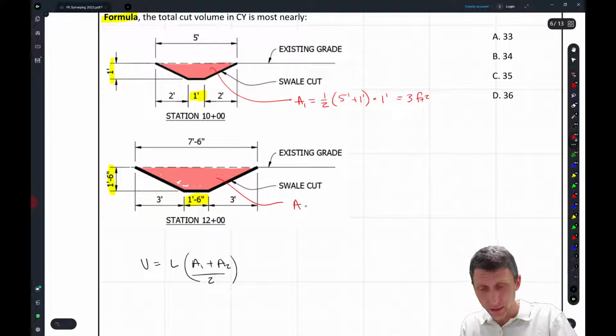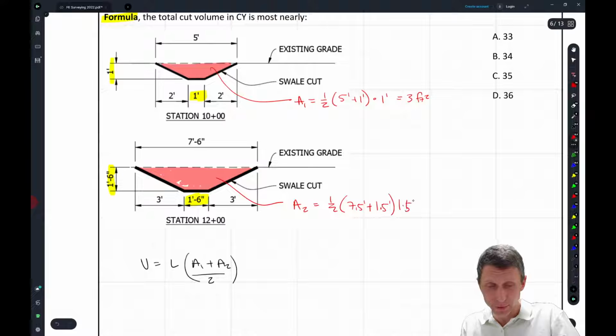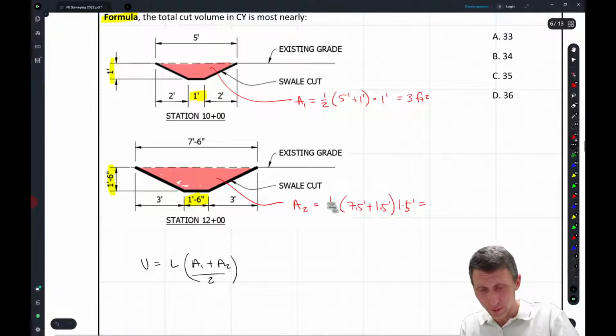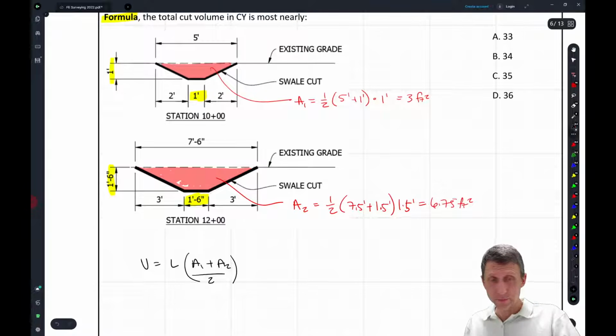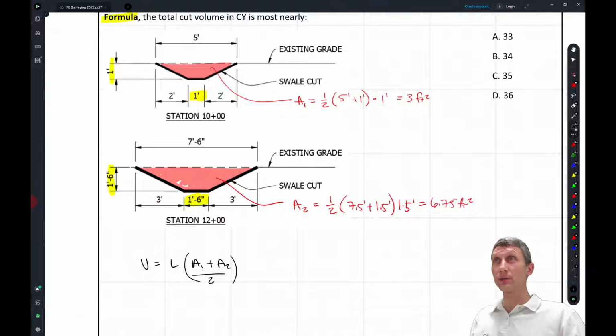We can do the same thing with this one. Area 2 is going to equal one-half of 7.5 feet plus 1.5 feet, times a depth of 1.5 feet. I don't like my one-half there, it looks sort of funny. That looks a little bit better. We do this, and 9 divided by 2 is 4.5. 4.5 times 1.5 is going to be 6.75 square feet. So pretty basic, just finding the area of a trapezoid.